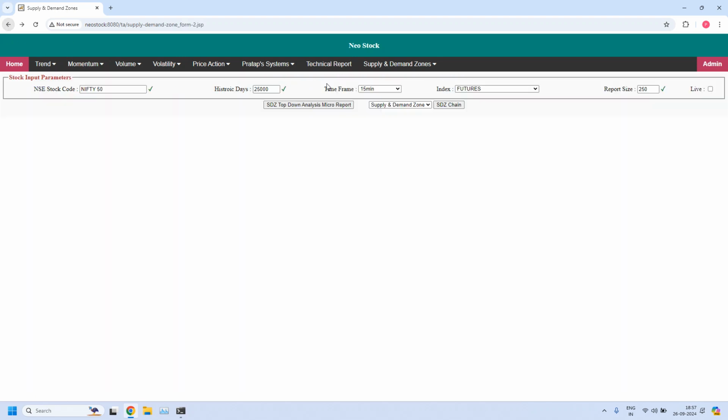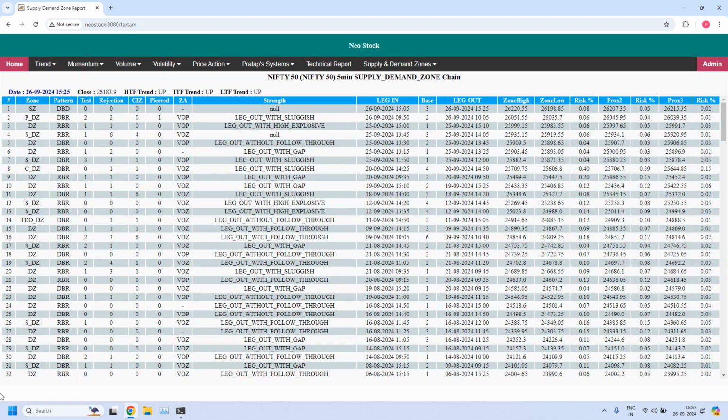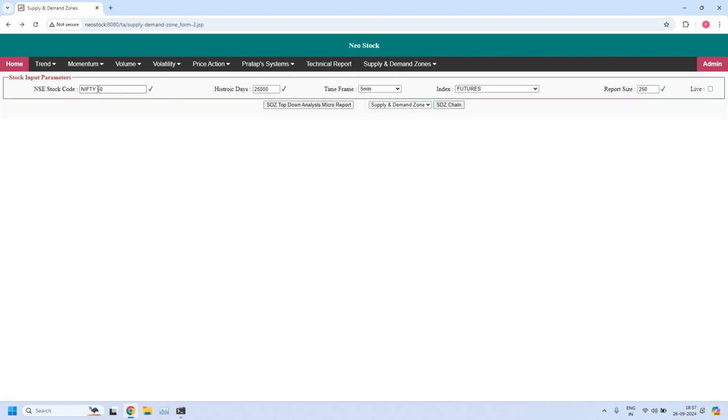The next time frame is 5 minutes. I am generating 5 minute supply demand zone chain for NIFTY. So this is about NIFTY supply demand zone chain. Next report we will generate BANKNIFTY. BANKNIFTY, that is nothing but NIFTY Bank.